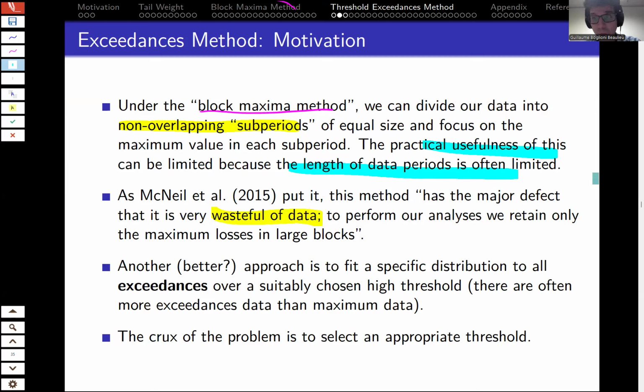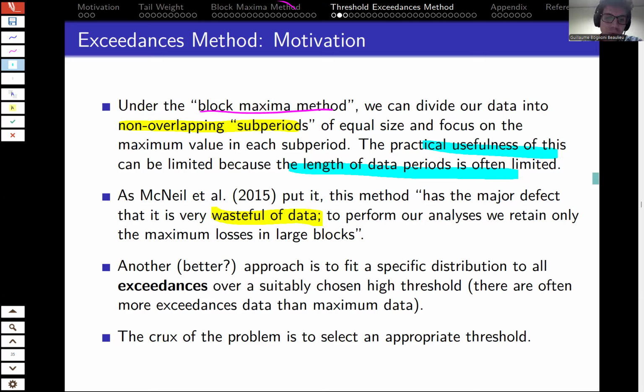Maybe you cannot go back 20 years in the past, or maybe you would like 50 data points, then you go back 50 years in the past. Maybe the data doesn't exist, or maybe 50 years ago it's not representative of what it is today. So you see, by retaining only one data point out of a large number, we waste a lot of data.